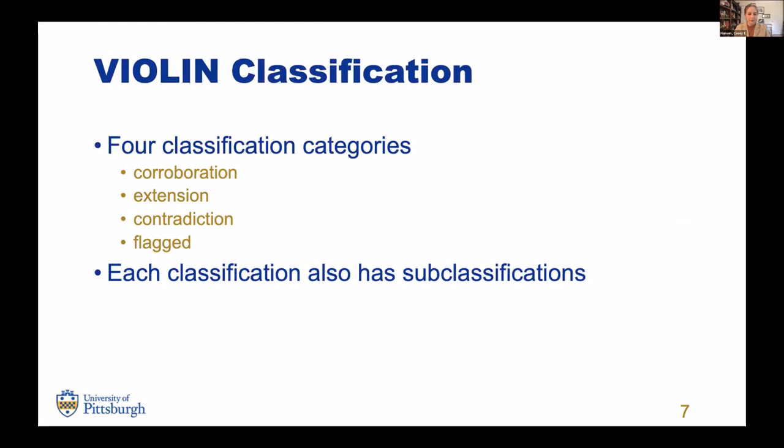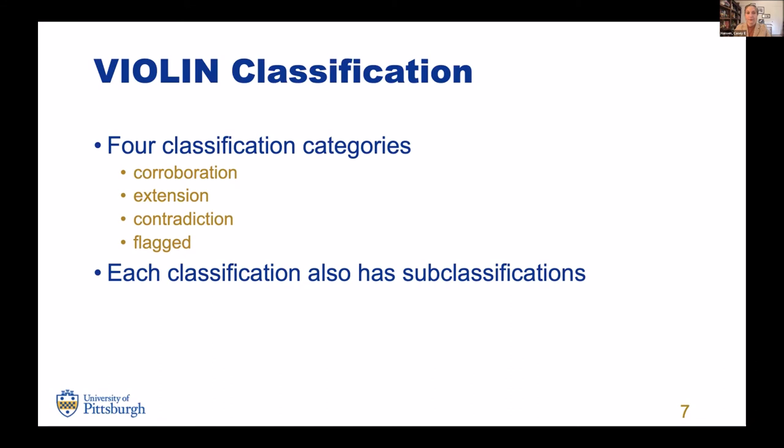Within violin, there are four main classification categories: corroborations, which agree with the model; extensions, which introduce new information; contradictions, which dispute some relationship represented in the model; and flagged, which are special LEEs that may or may not be useful depending on the user's modeling goals. So they're set aside either for manual inspection or just to be taken out of the running for consideration. Within each of these classifications, violin also identifies subclassifications, which can give a more detailed description of the relationship between an LEE and a model.